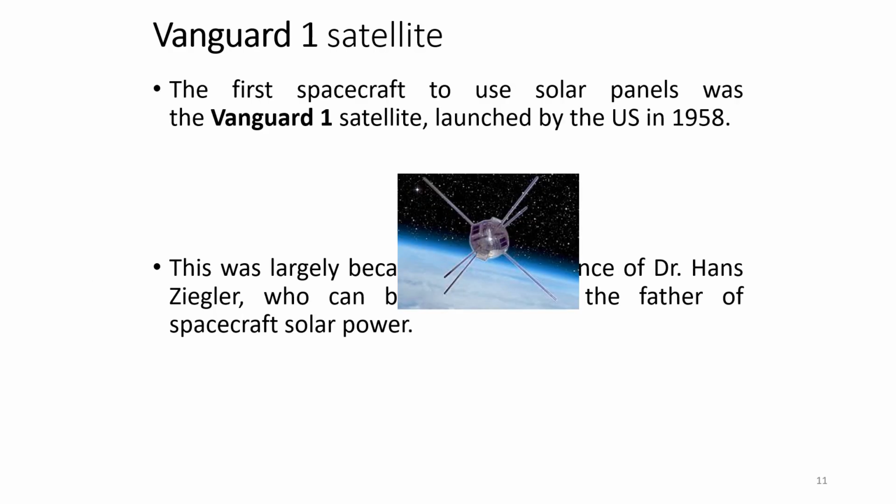And this is your Vanguard 1 satellite. This is the first satellite that used solar panels, in the year 1958. It was launched by the US.